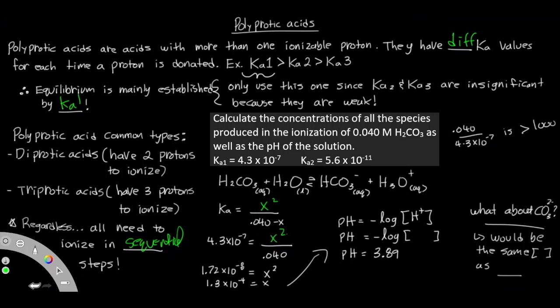So now we have our x squared up here. You just multiply by 0.040 over here so that they can cancel out. If you do it on the right side, you got to do it on this side as well. You end up getting this. You just square root it. You get our x value as this.